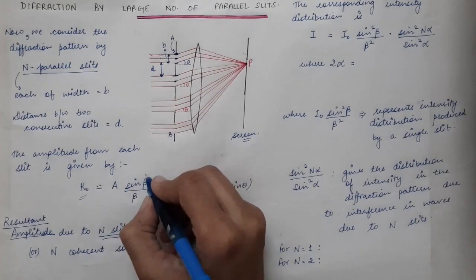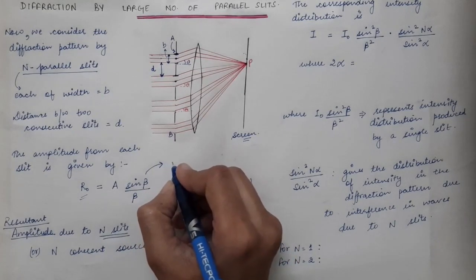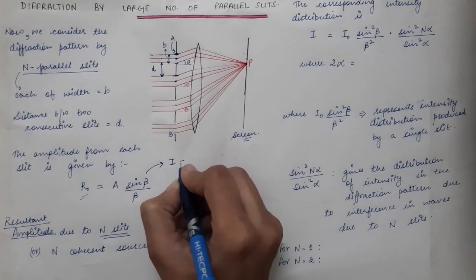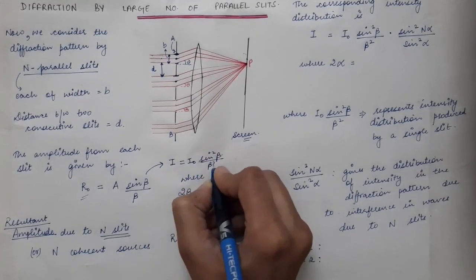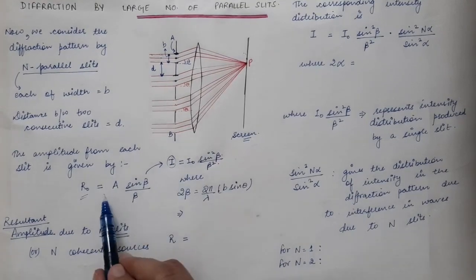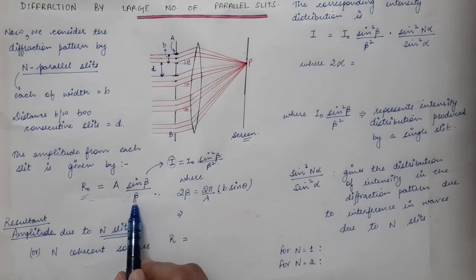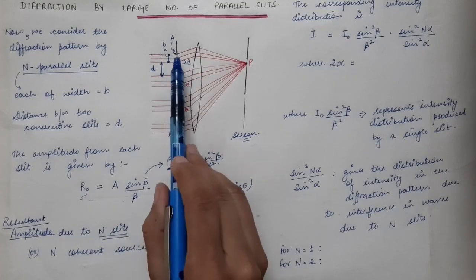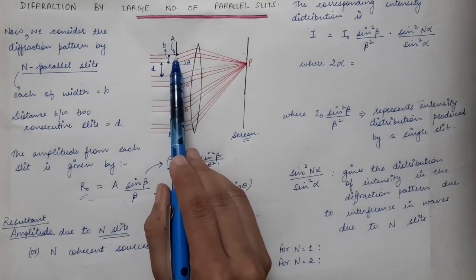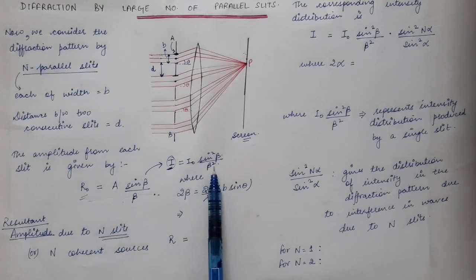There we have said that the intensity due to diffraction of light is equal to I0 into sine square beta divided by beta square, because intensity is nothing but the square of the amplitude. So when you do the square of the amplitude of this equation, you will get the intensity of the light due to the diffraction which is occurring at a single slit. So this is the formula of amplitude, and this is the formula of intensity that we have seen in the previous lectures.